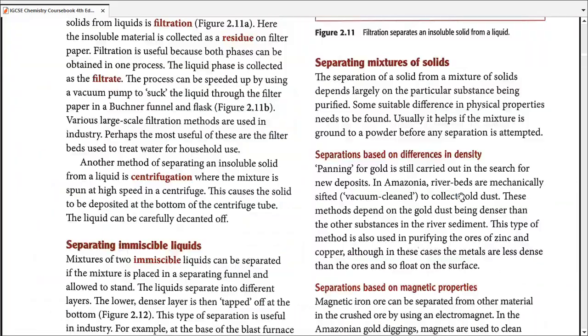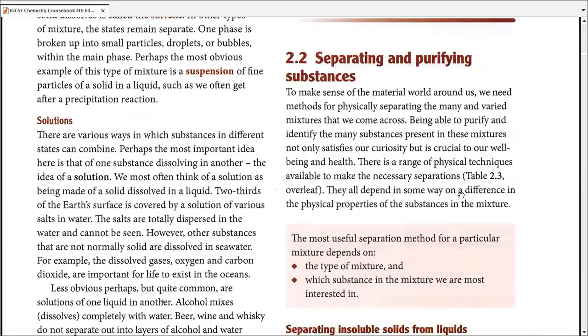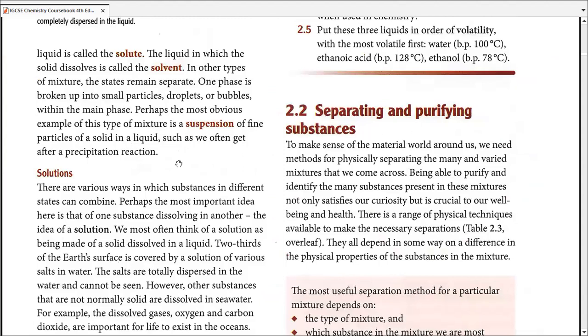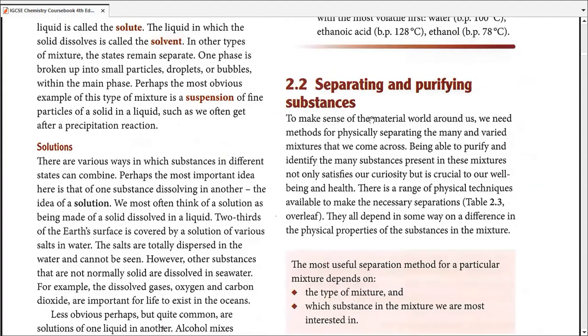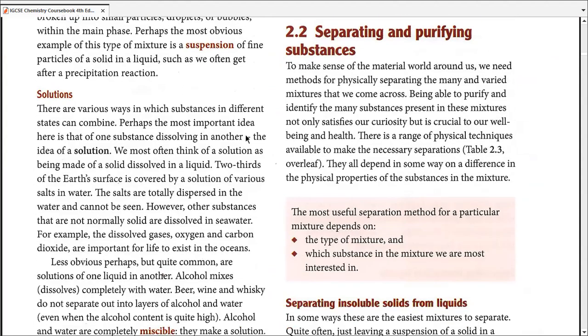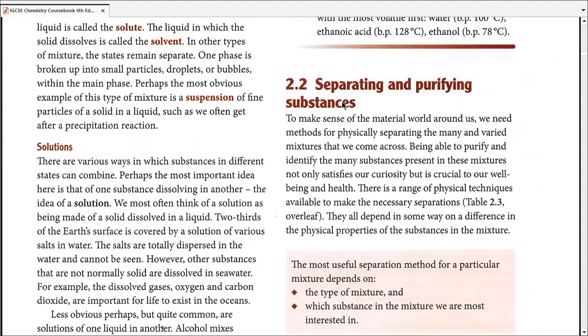Since our next topic is separation or purifying of substances, we're done with 2.1 completely. We're going to start with 2.2 tomorrow or in our next sitting. For this very topic, it would be very helpful if you're familiar with words like soluble, insoluble, dilute, concentrated, miscible, immiscible, saturated, since I'm going to use those terms in 2.2, all right? Any questions, or should we wind up the class? No, sir, it's clear.